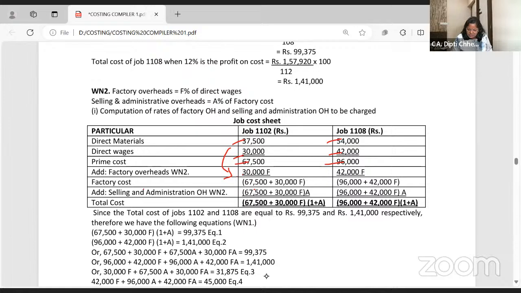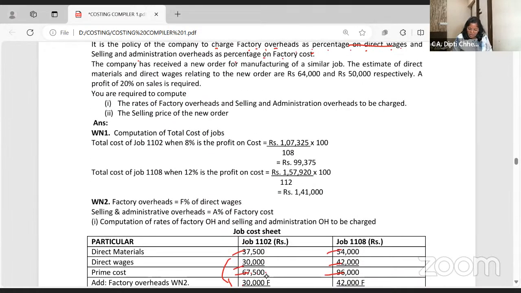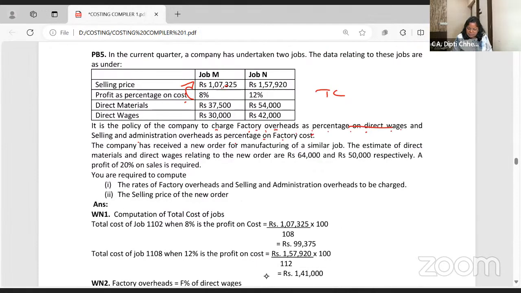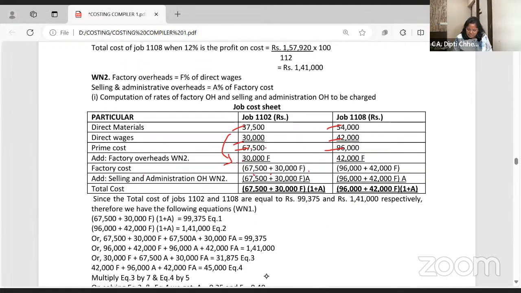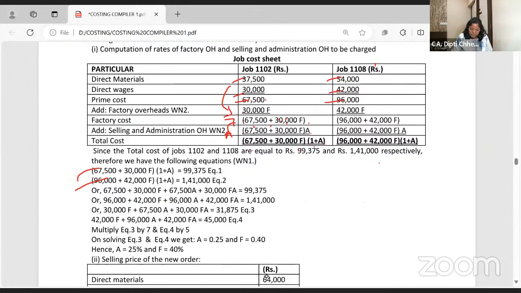So you will get the factory cost as 67,500 plus 30,000 F. Now, admin, selling and distribution overhead is a percentage of factory cost, so A percentage of the factory cost is this. So you got the total cost as this, 1 plus A. I hope you are getting the common factor I have taken out. Like this you make the equation. Okay. Now you have to solve the equation.